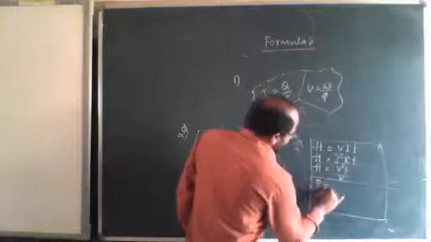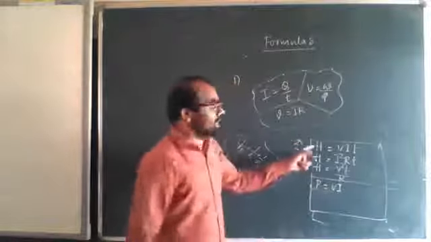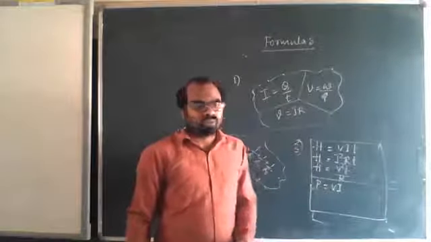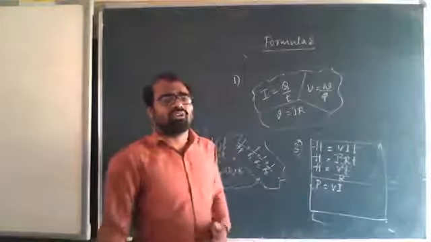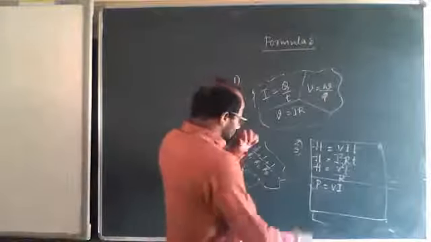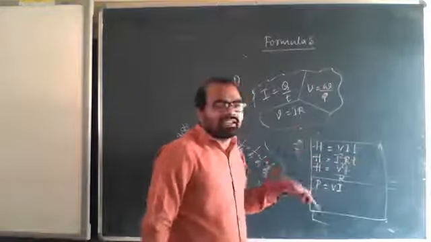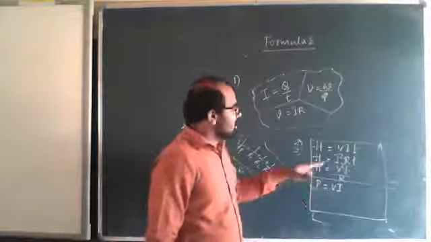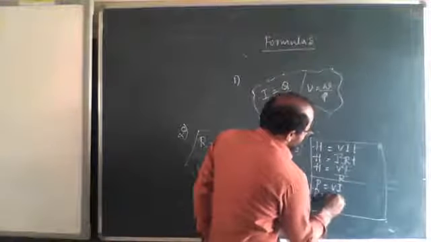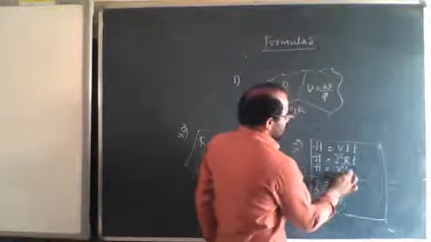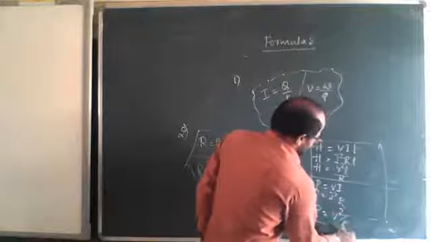Now for power, first T will go from VIT. That means H by T. What is power? Rate of doing work, or rate of consuming energy. Rate means it comes in the denominator, so just T will go. H by T is my power, or E by T. So T will go, only VI remains. Here also T will go, only I square R remains. Here also only T will go, so what will be P? P is equal to V square by R.